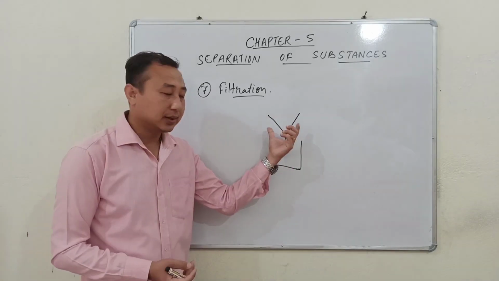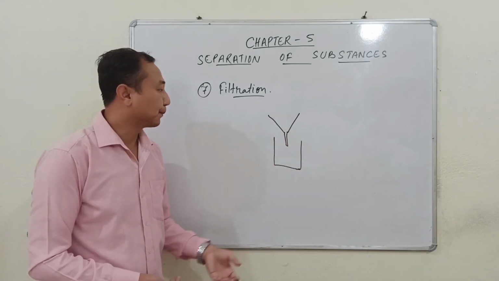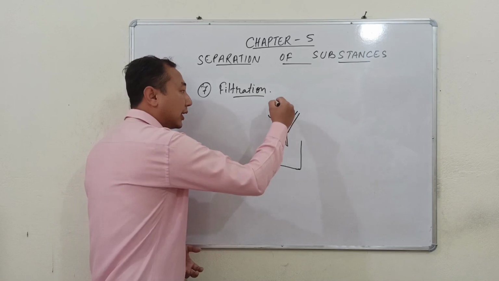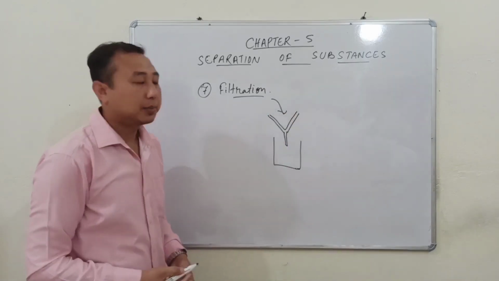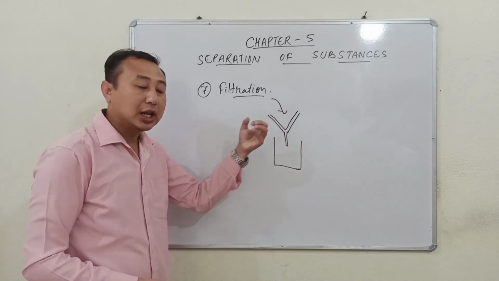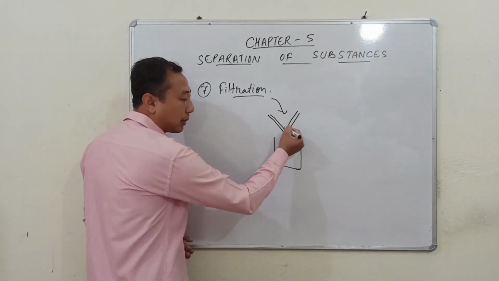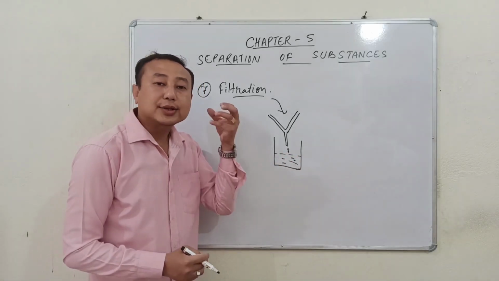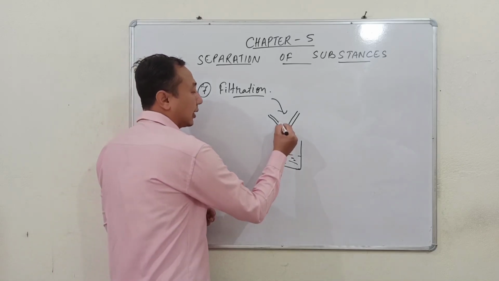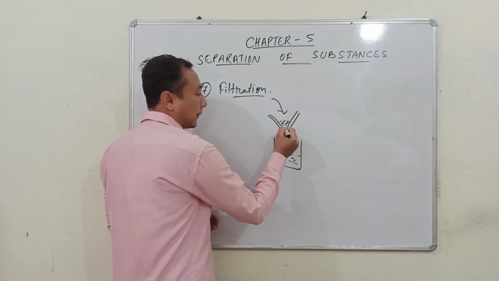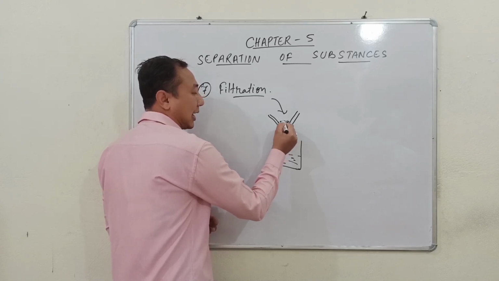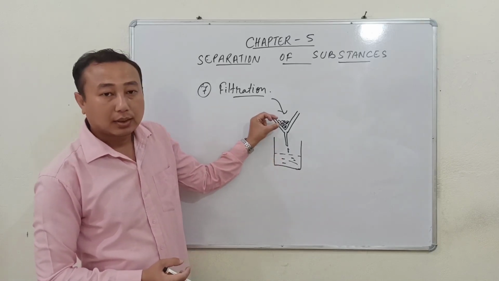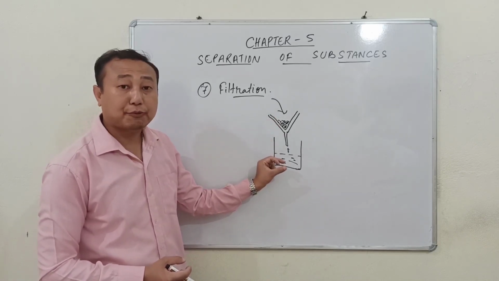So here I have taken a funnel and a beaker or any type of container. In this funnel we are going to put a filter paper, and on this we are going to pour the mixture. When we pour the mixture, the liquid component of the mixture will pass through this filter paper and be collected in the container, while the solid component of the mixture will be collected here. It will not be allowed to pass through the filter paper. It cannot pass. Because of that, it will get collected here. So in this way, the solid component of the mixture can be separated out from the liquid component of the mixture.